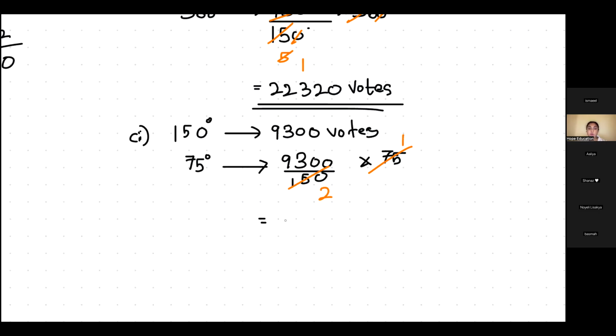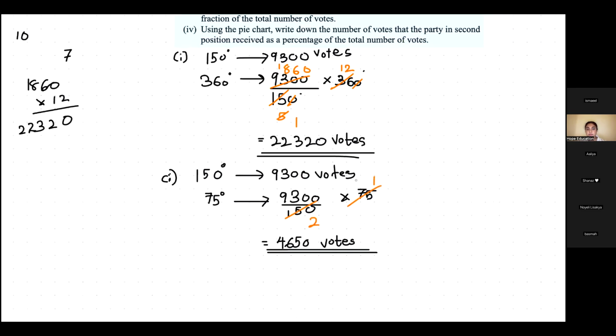2 times 4 is 8. 9, 1 remaining. 13. 2 times 6 is 12. 1 remaining. 10. 2 times 5 is 10. And 0. Is that clear to all of you?